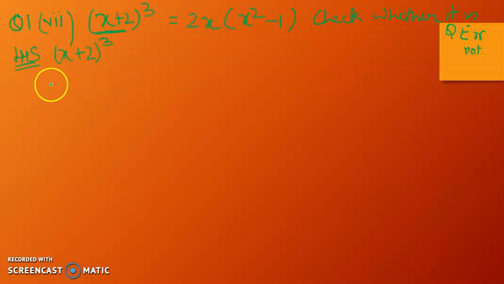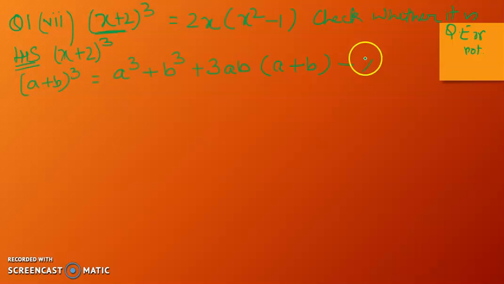So what is (a plus b) whole cube, students? You are supposed to know this. Still I am repeating, and next time I will directly solve the questions. You studied this in the previous classes. Anyhow, (a plus b) whole cube is a cube plus b cube plus thrice ab into (a plus b). This is the (a plus b) whole cube formula.